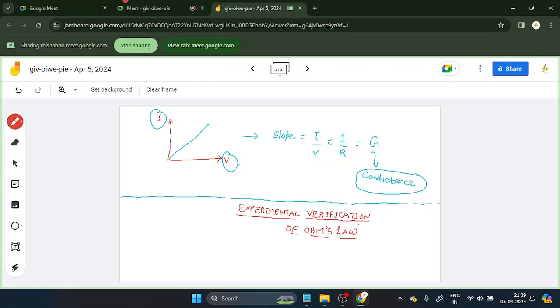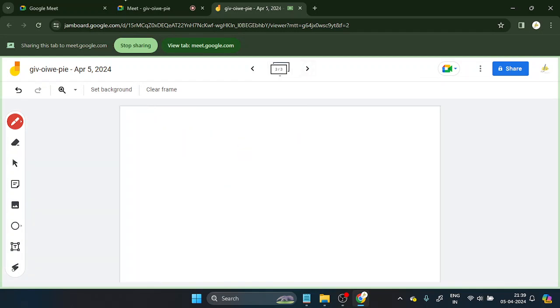For that I will need some electrical devices to form the circuit for Ohm's law. Always remember that the Ohm's law circuit will be like this. First of all, I will connect a battery. I will have a battery here.